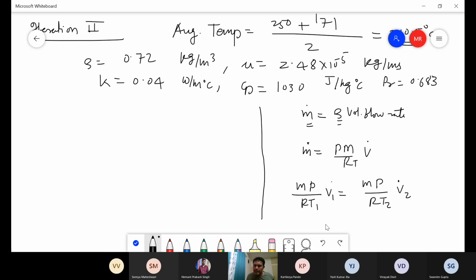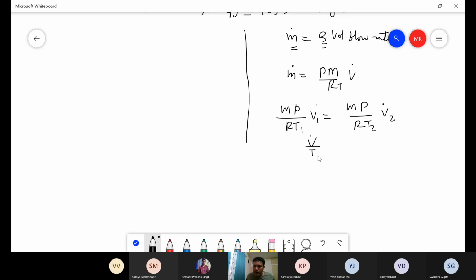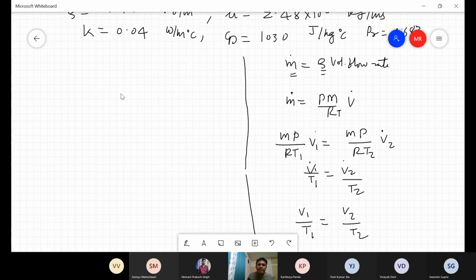Okay, so if we rearrange this, basically what we get is V1 dot by T1 should be the same as V2 dot by T2, and V dot is area into velocity, isn't it? Area is constant. So this is nothing but just the velocity V1 by T1 should be the same as V2 by T2. So we can accordingly find out the new velocity for a new temperature based on this. This is just the extension from the ideal gas law. We are assuming here that the mass flow rate is kept constant.